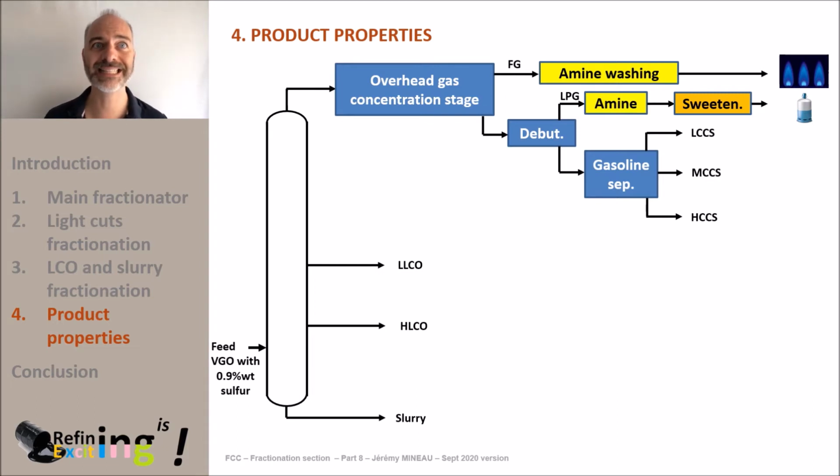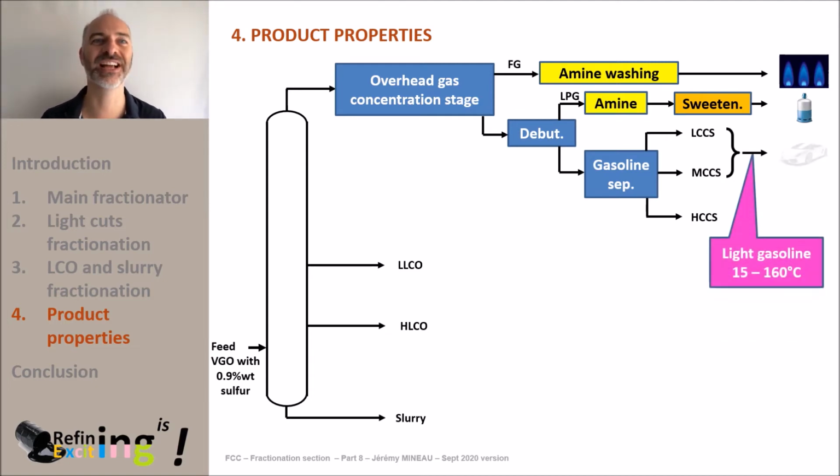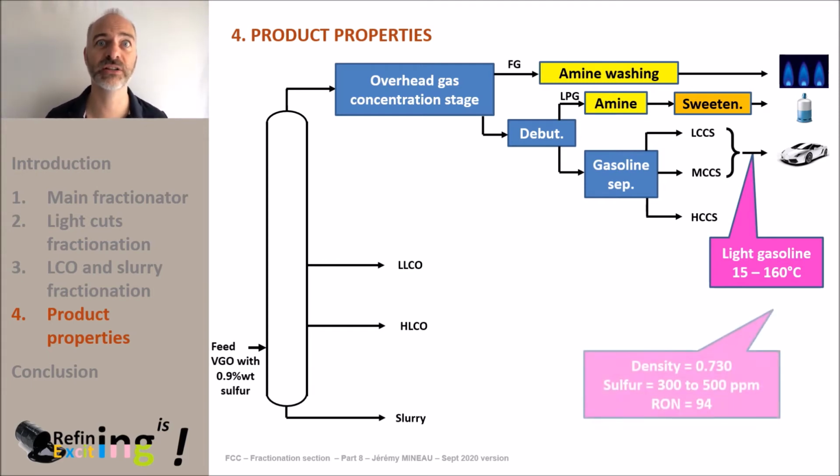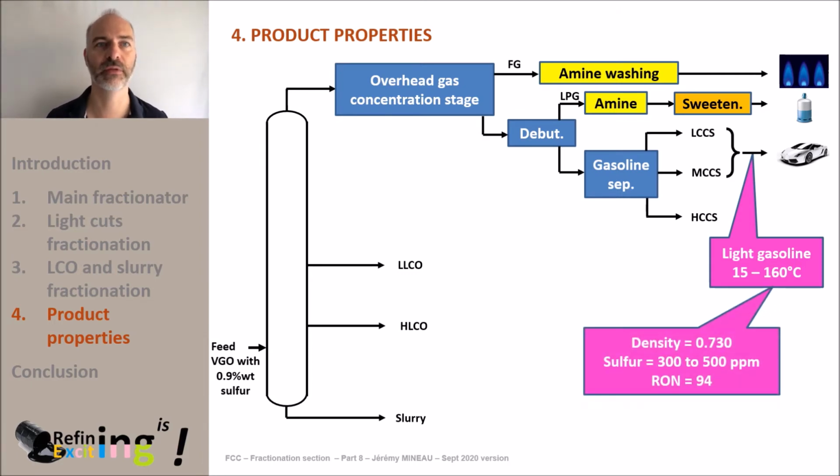Most of the time, the LCCS plus MCCS blend is known as light gasoline, and we can incorporate this blend into the gasoline pool. The distillation range of this blend is typically 15 to 160 degrees Celsius. Typically, the density of this blend is about 0.73, and it will typically contain 1% of the feed sulfur. That's about 300 to 500 weight ppm of sulfur. The molecules present in this blend are quite good from an octane point of view, since the RON of the light gasoline is about 94.